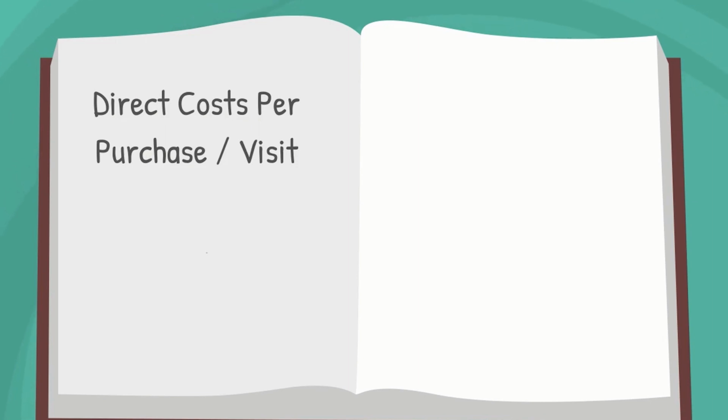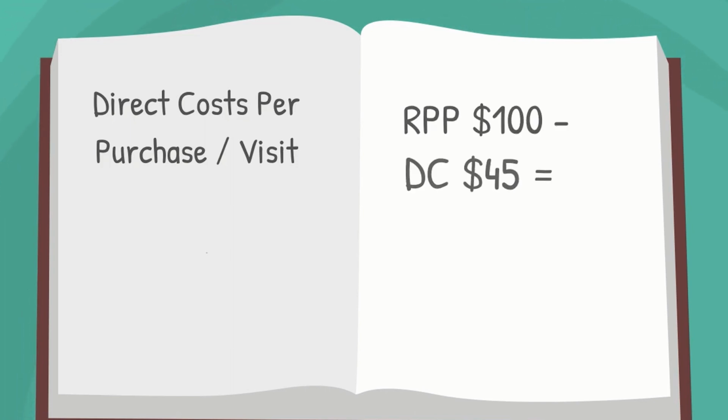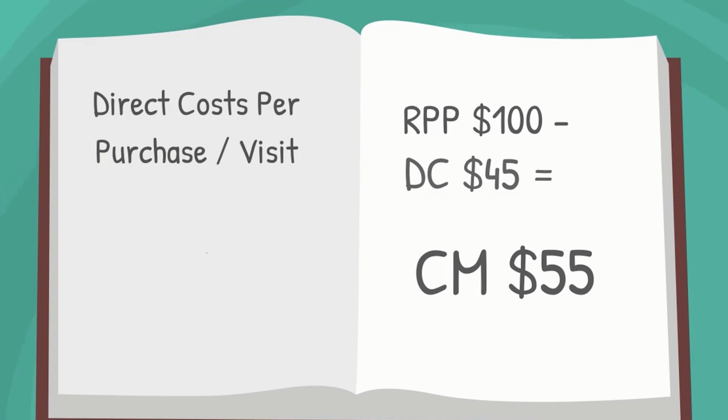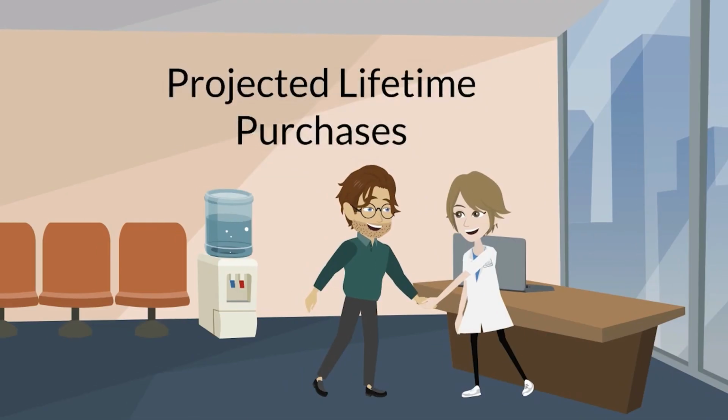In our example, let's say the direct costs to the business are $45 per visit. Now we'll subtract the direct costs per purchase from the revenue per purchase, and you'll have a remainder of $55. We can refer to this remainder as the contribution margin per purchase. The contribution margin is potentially spendable money. Now we're ready to consider the projected lifetime purchases.